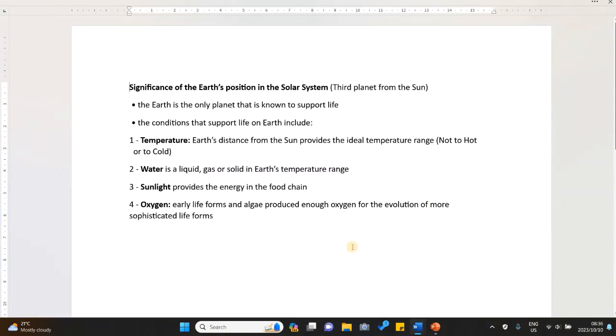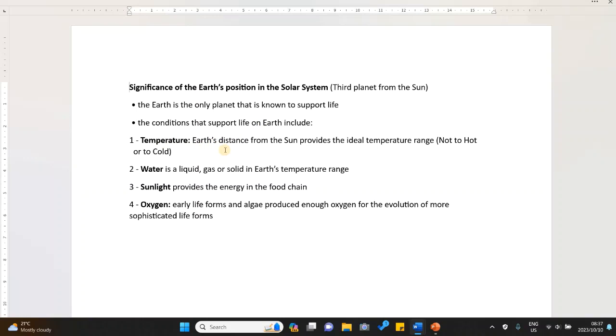Then lastly, learners, what is the significance of the Earth's position in the solar system? We know it's the third planet from the Sun. The Earth is the only planet that is known to support life. That's important. The conditions that support life on Earth include the following: temperature. The Earth's distance from the Sun provides the ideal temperature range. It's not too hot or too cold.